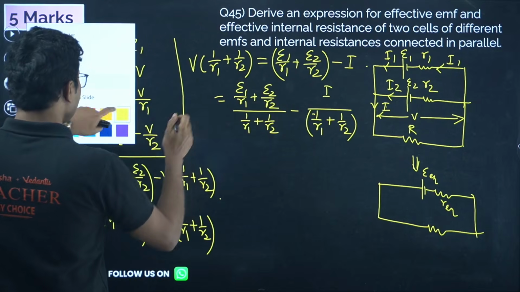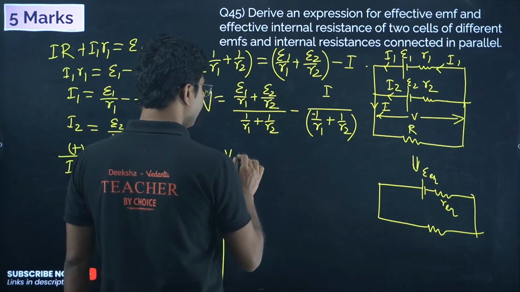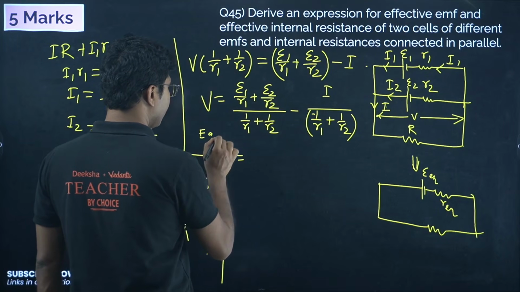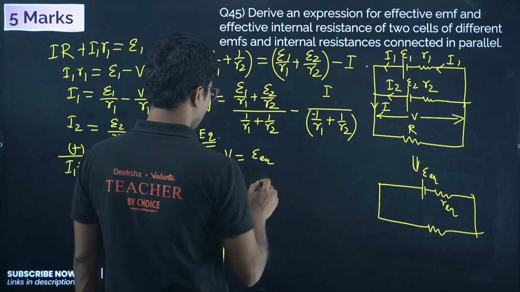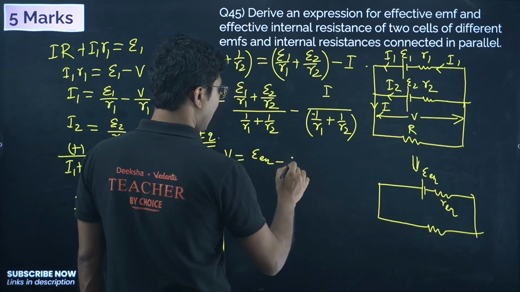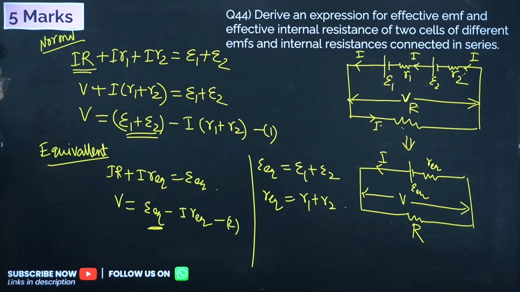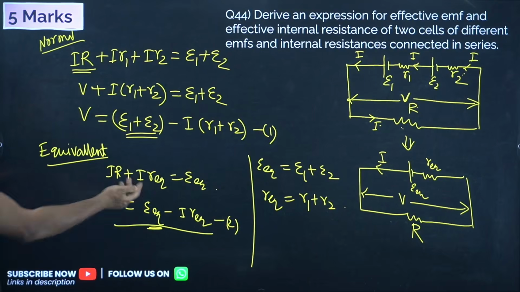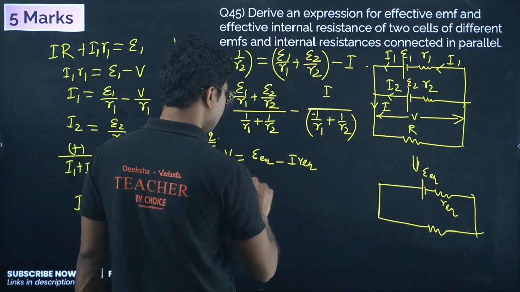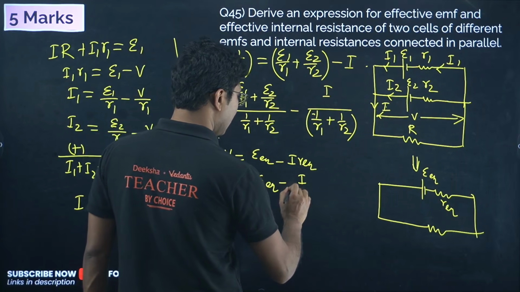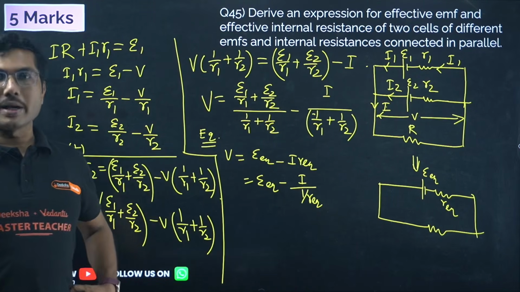Now similarly, the voltage equation for the equivalent circuit will be the same as the last case, so we can write epsilon equivalent minus I into R equivalent. Right, we have done that in the same way. You can do this way. Okay, one more line you have to write. I just keep that because I am running out of space. So this is the equation, or you can write this as epsilon equivalent minus I divided by 1 by R equivalent, right? So this was in the multiplication, so we can write 1 by R.